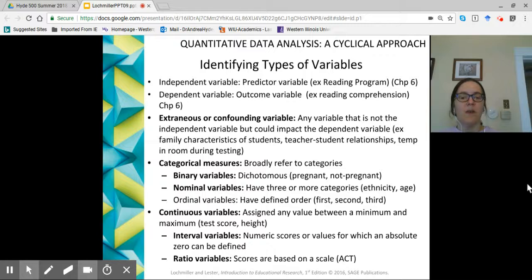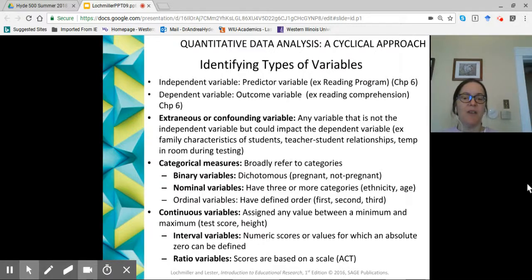And then categorical measures. So some more language to learn. Categorical measures broadly refer to categories. So here we go with some new language: binary variables, the either-or. We're kind of moving away from using male-female as a dichotomy anymore, even though you see that as an example in several places in this text. So I like something more absolutely concrete and politically neutral. So pregnant or not pregnant. You can't be a little bit pregnant. You're just pregnant or not pregnant.